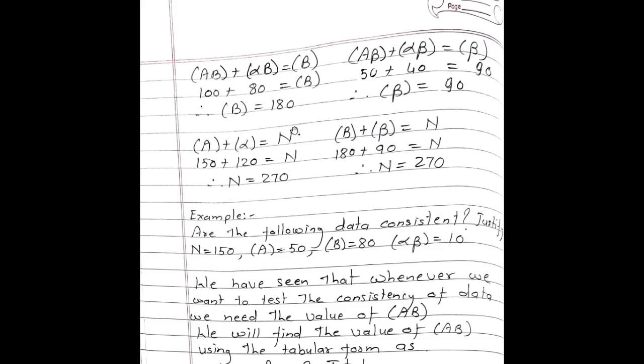Then we know that A plus alpha is equal to N. So value of A is 150. Value of alpha is 120. So value of N becomes 270. Or similarly, B plus beta is also N. 180 plus 90 is equal to N. Therefore N is equal to 270.